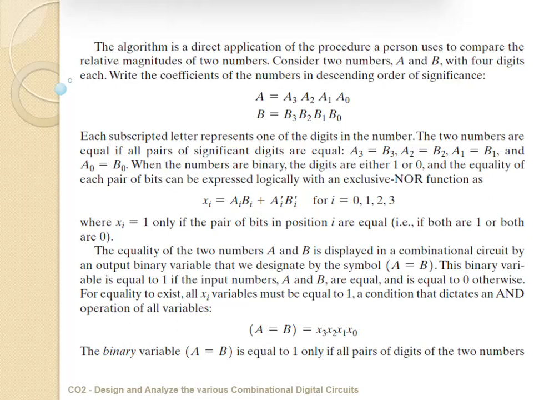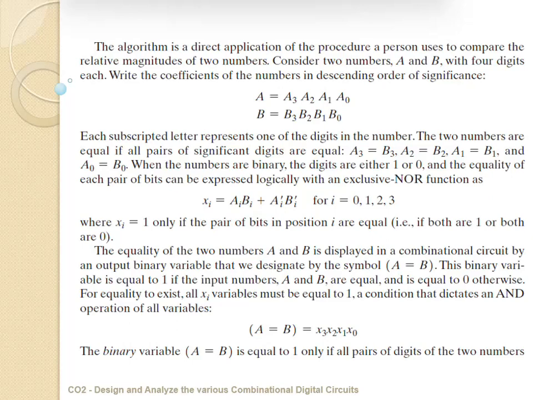Let us consider two numbers. A is equal to A3, A2, A1, A0. B is equal to B3, B2, B1 and B0. First we are going to generate an expression xi is equal to Ai Bi plus Ai dash Bi dash for i is equal to 0, 1, 2 and 3.